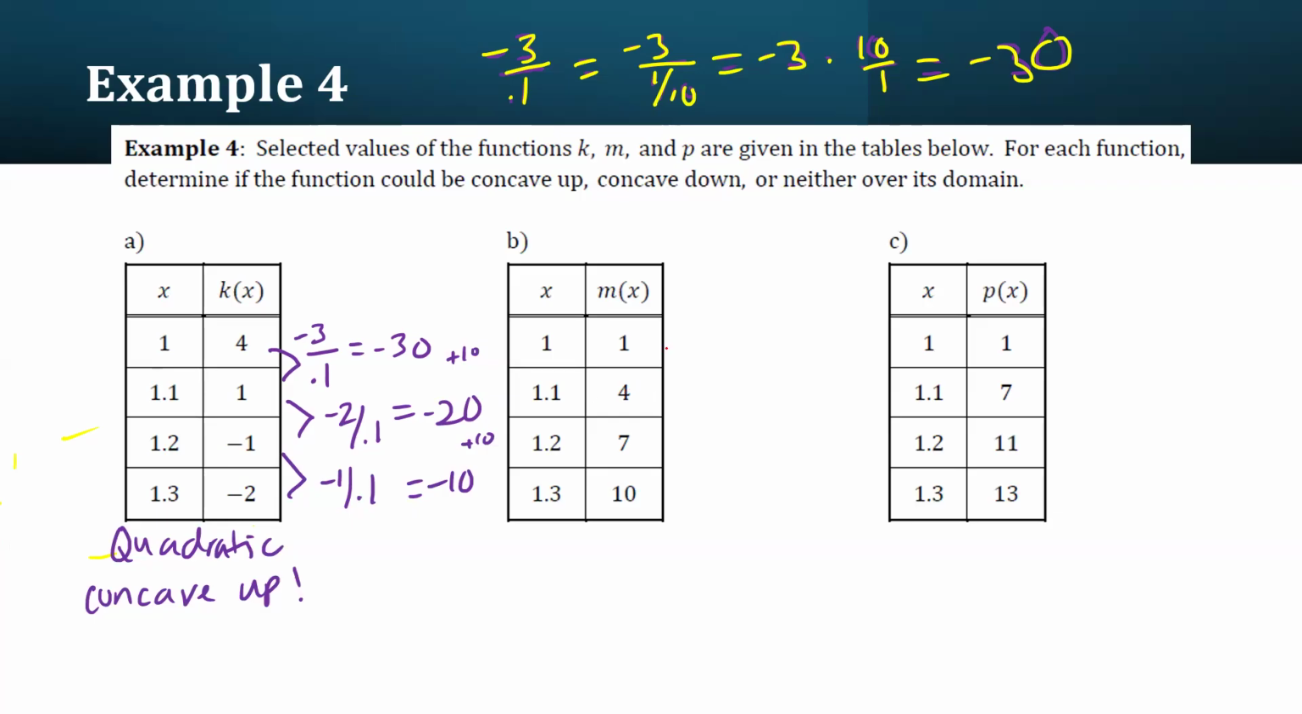All right, let's try again. Ready? Let's see if we're actually getting it. All right, 4 minus 1, 3. 1.1 minus 1, 0.1, 30. That's 30. 7 minus 4, 3. 1.2 minus 1.1, that's 30. 10 minus 7, that's 3. And then we get another 0.1.